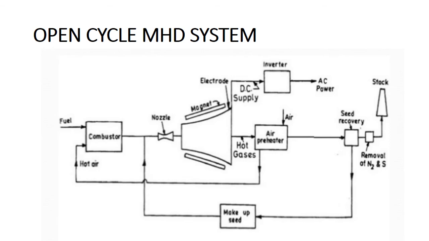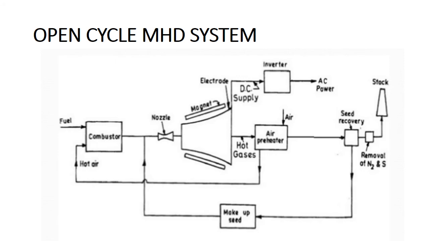The hot conductive ionized gas plasma so produced leaves the combustion chamber and passes through a convergent divergent nozzle. Here you can see a convergent divergent nozzle. In the convergent divergent nozzle, the hot gas comes out of the nozzle at a very high velocity, and this high velocity gas is allowed to pass through the MHD generator.